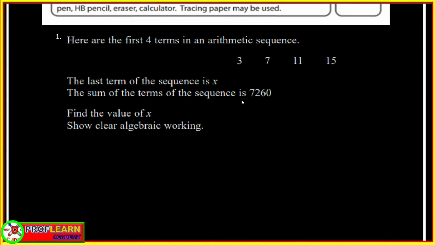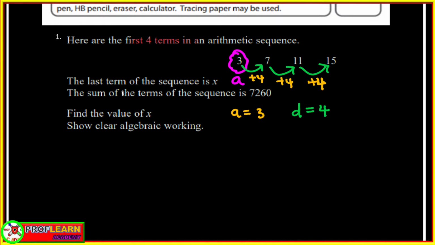So now diving into the first question, we are told that here are the first 4 terms of an arithmetic sequence. The first thing that we need to identify is our a, this is the first term. Then from one term to the next, there is something interesting happening here: from 3 to 7, we have plus 4. From 7 to 11, we have plus 4. From 11 to 15, we have plus 4. At that point, we can conclude that our first term a is 3 and the common difference is 4. We use that information to work out the question.